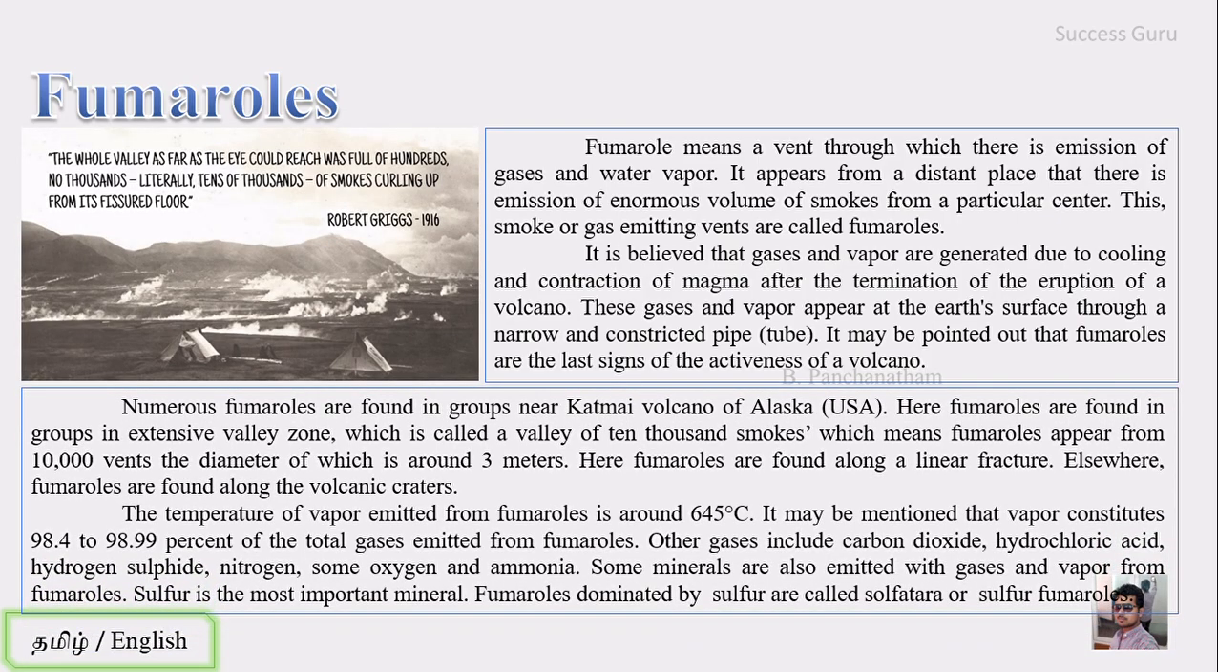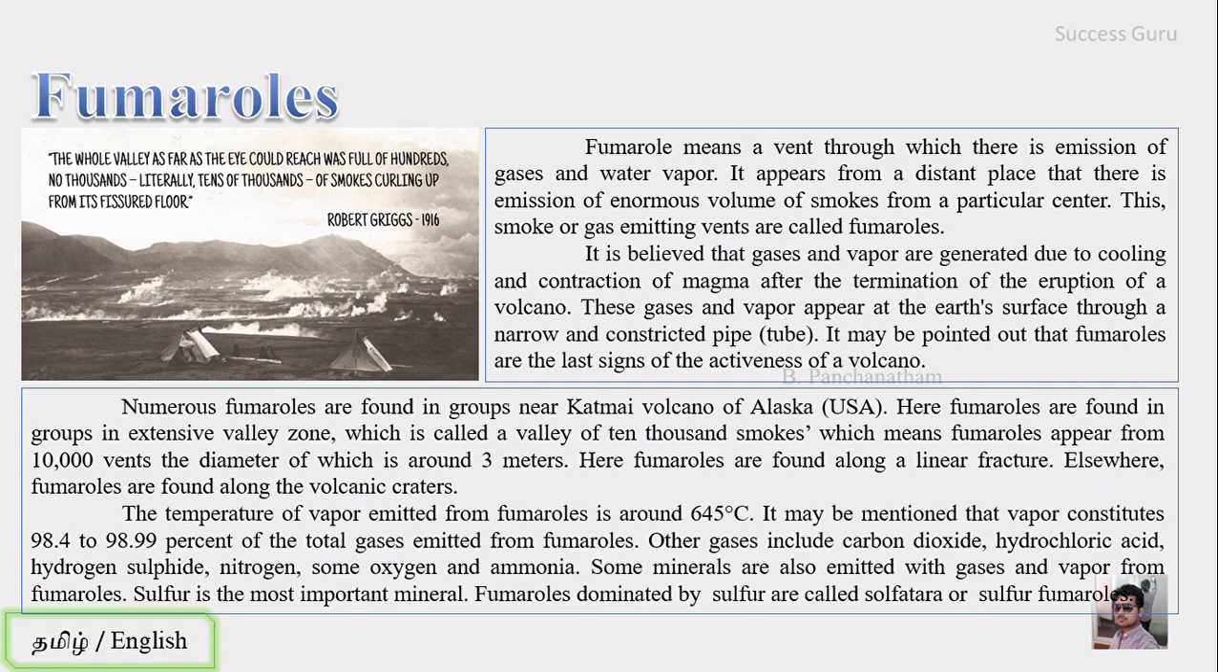Numerous fumaroles are found in the group near Katmai volcano of Alaska. So the image you can see is from Alaska in the USA. And here fumaroles are found in groups in an extensive valley zone, which is called the Valley of Ten Thousand Smokes, which means there are almost 10,000 fumaroles present in this region with a diameter of around 3 meters. And here fumaroles are found along a linear fracture. So you can see the fumaroles lie in the same line. Okay, and in other places you can expect fumaroles in a circular pattern, that is around a volcanic crater.